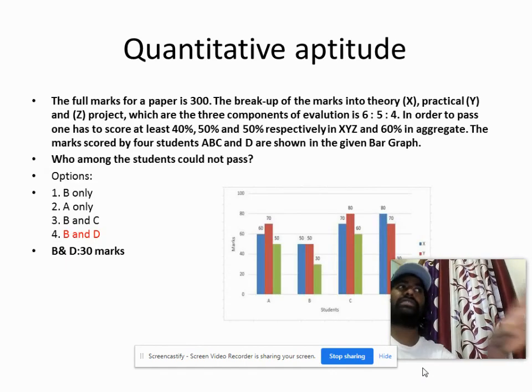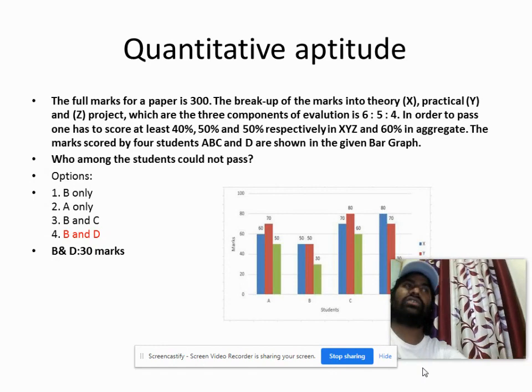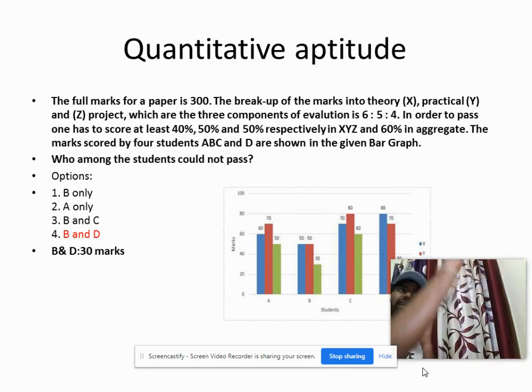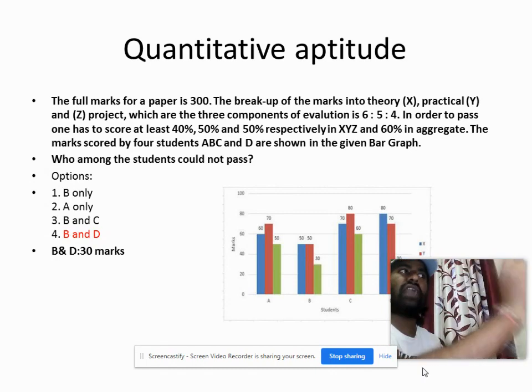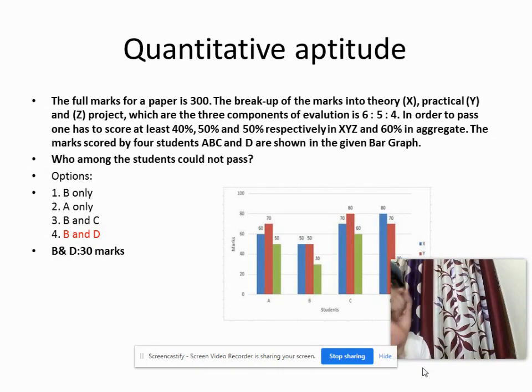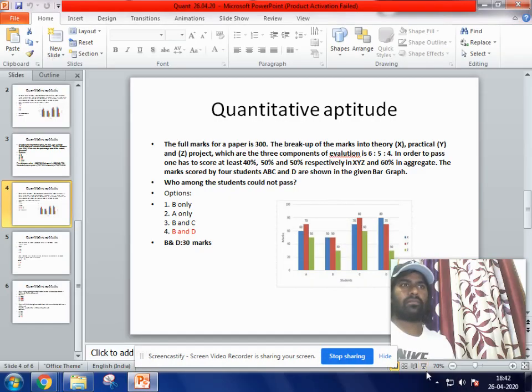The full marks for the paper, the same bar graph and the data is the same, but they have asked a different question. Who among the students could not pass? Okay, here as you can see, read between the lines. Guys, I have told you many times to read between the lines. In order to pass, one has to score at least 40% respectively. But who hasn't scored 40%?